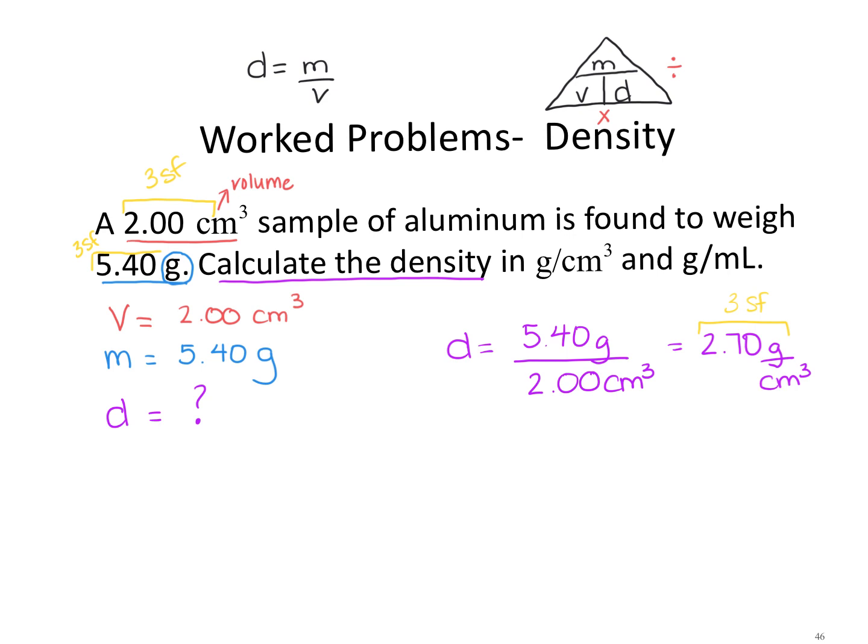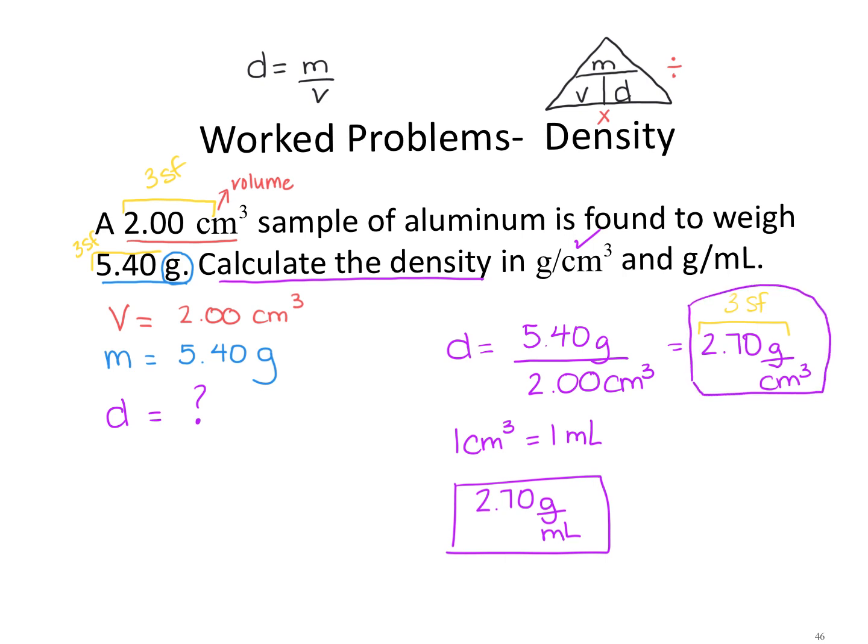Now, we have checked off part of this problem, right? But you always want to go back and make sure that you've answered every part of a problem. And so we see there's a second part where we also need to give this in grams per milliliter. Because I know 1 centimeter cubed equals 1 milliliter, I also know that 2.70 grams per centimeter cubed would be the same as saying grams per milliliter. So we've answered each part of this problem with these 2 answers here. Let's look at another density calculation.